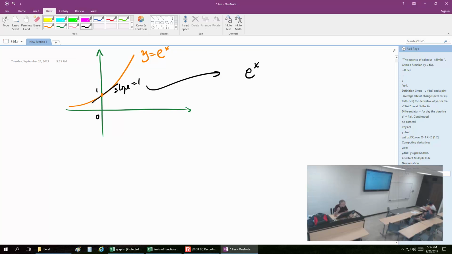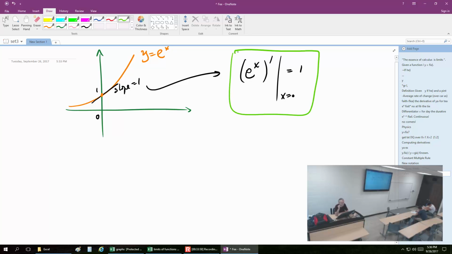So suppose the function is e to the x. The slope of the graph of this function is equal to 1 when x equals 0. So this is prime, that's the derivative, and then I draw once again a horizontal line and plug in x equals 0, and the answer is 1. So that's one more famous limit.